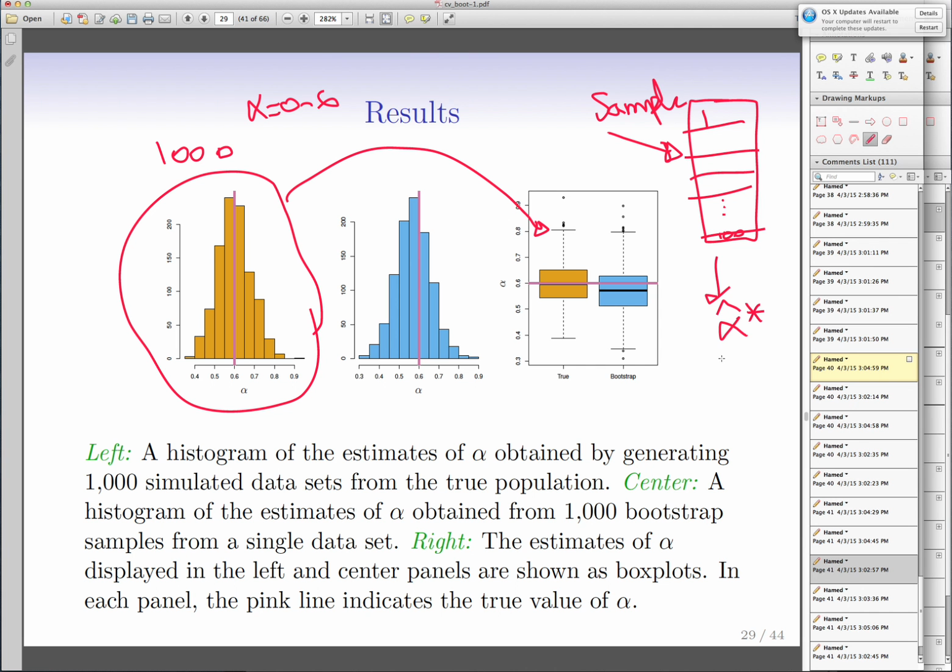The brilliant idea came from Bradley Efron in 1979. Yes, we don't get to create samples of size 100, 1,000 times for us, but we have a sample of size 100 and we can resample from it. So the idea is, why don't we sample from this sample with replacement?